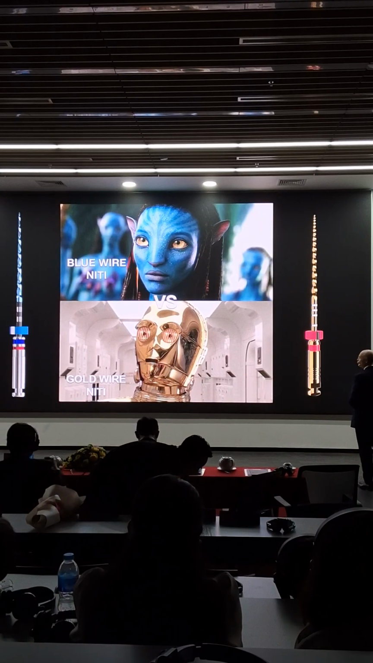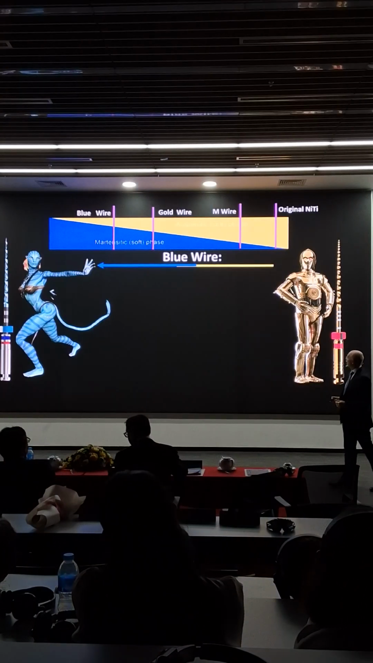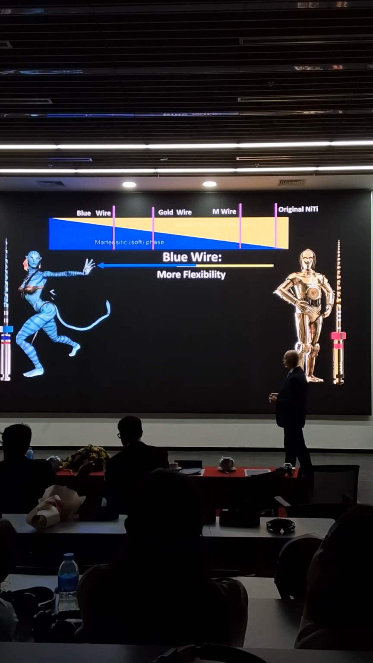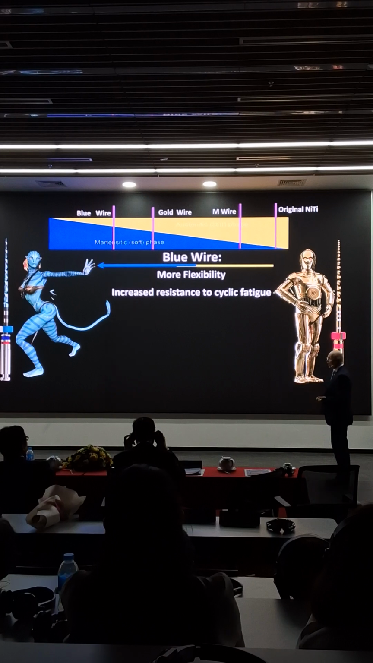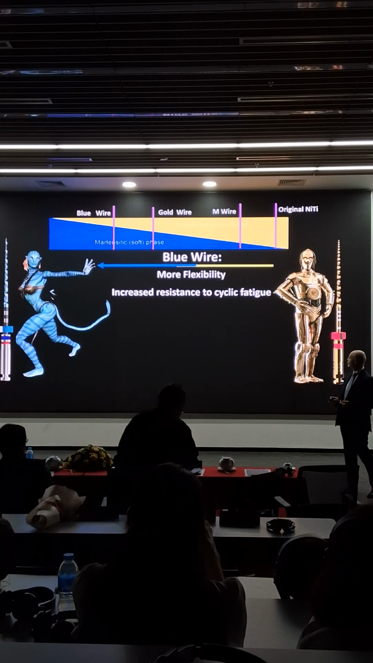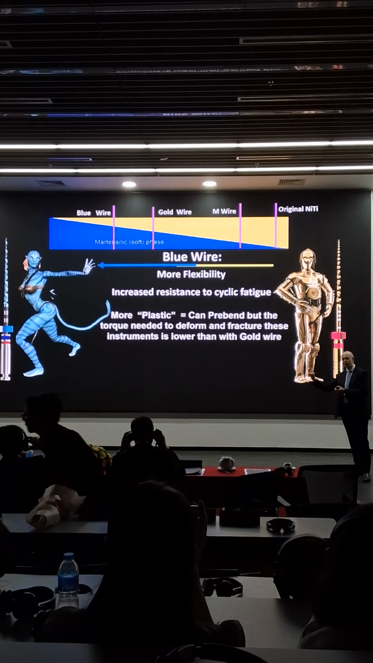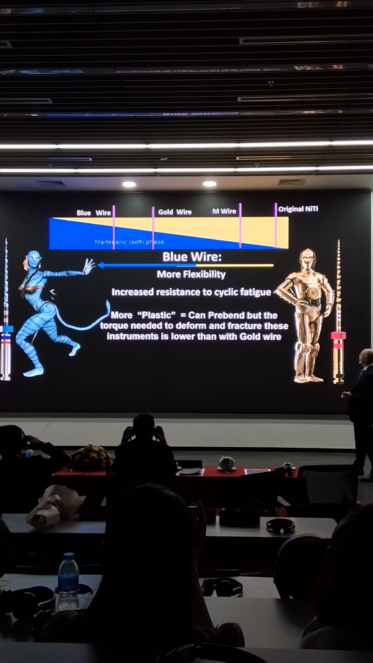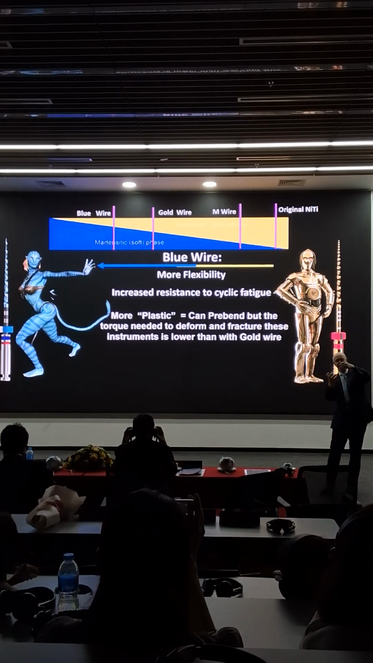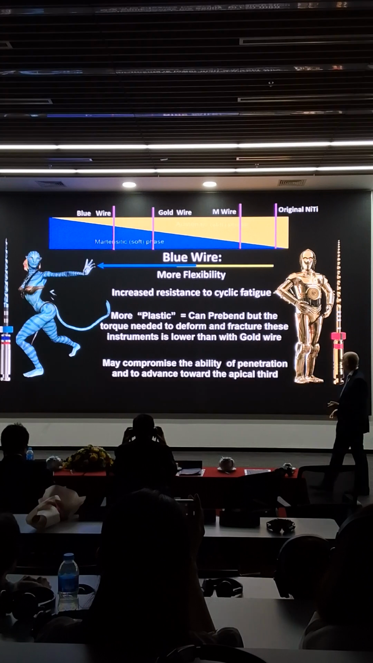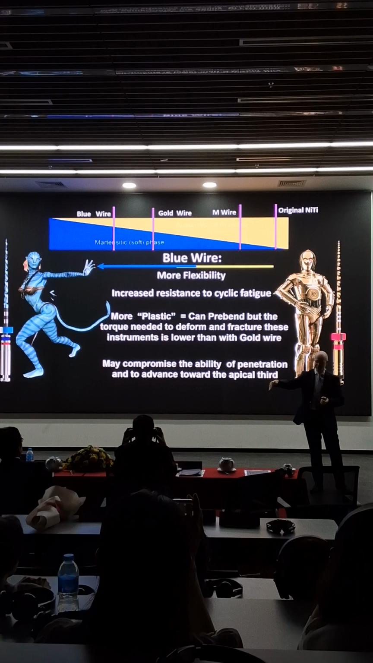So just to work, what is the difference between the blue alloy and the gold alloy? In fact, with the blue wire, compared to the gold wire, we get more flexibility. You will have better resistance to cyclic fatigue. And also, an advantage of the blue alloy is that you can prevent your file from breaking. This one can give you easier access inside the canal. But at the same time, the blue alloy has less resistance to fatigue. And also, because the blue alloy is more flexible, you will get less good penetration.